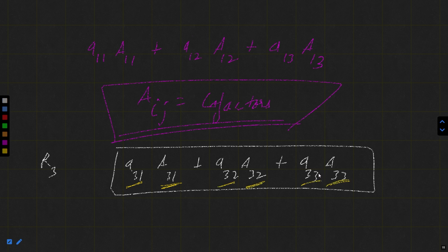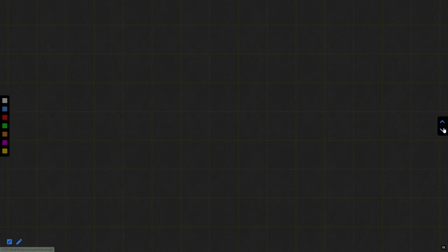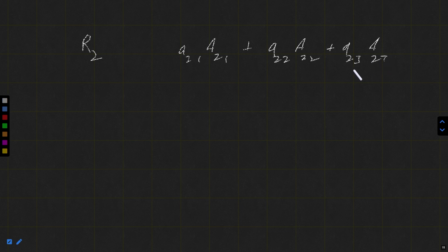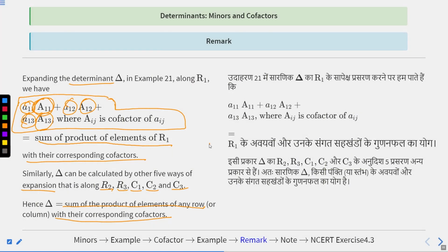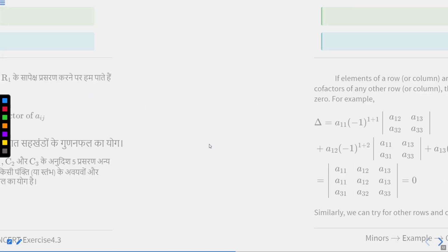I hope you understood how you can directly write using cofactors. Writing using cofactors is quite simple. So along R2, you will have a21 A21 plus a22 A22 plus a23 A23. That's it. Now let us move to the next slide.